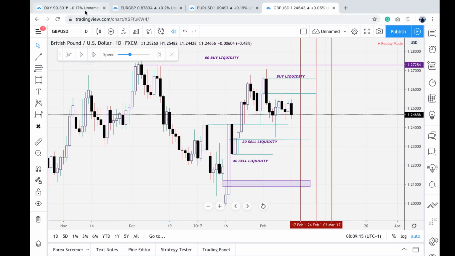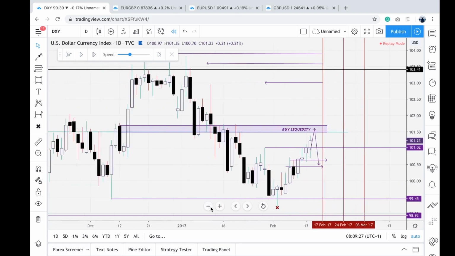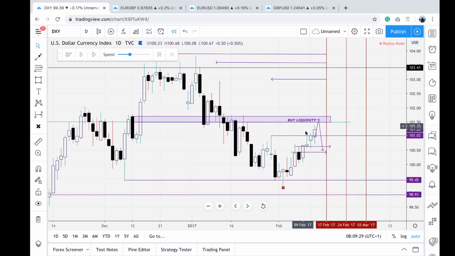Okay, so back to DXY. This is Monday's candlestick, Tuesday's candlestick. So it seems like we're creating Wednesday's high of the week for bearishness on the DXY. Remember, now we're getting to a premium level.